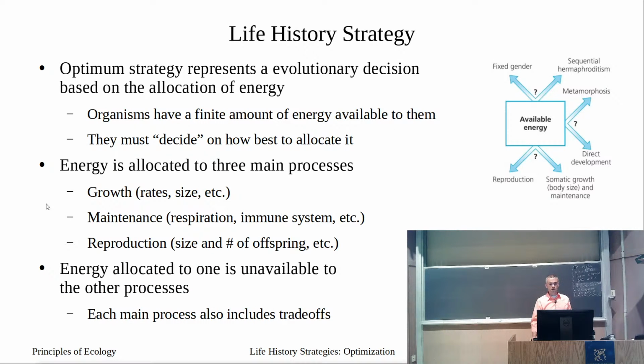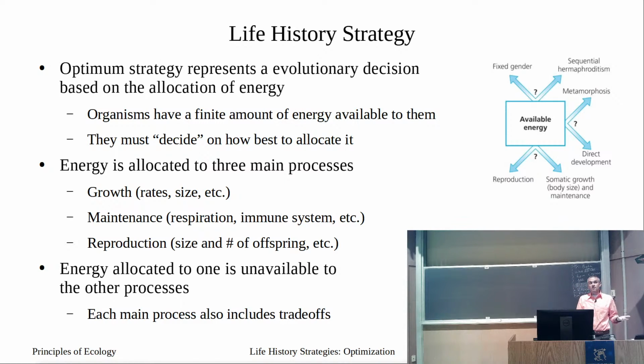All right? So with these life history strategies, what we see usually represents an optimum strategy that was shaped by natural selection. Now, this strategy was determined by a series of evolutionary decisions, and those decisions were based on the allocation of energy. That's kind of where I started with, what's your strategy in life? Survival, reproduction. All of those represented an evolutionary decision on how we invest our energy.